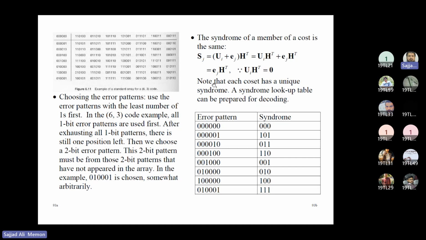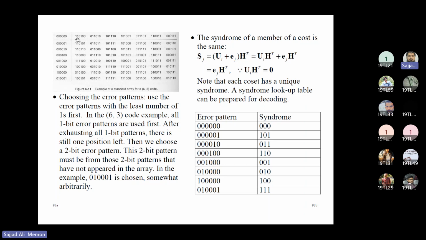Note that each coset has a unique syndrome. A syndrome lookup table can be prepared for decoding. So this syndrome will give you the error pattern. Based on the syndrome value, you can determine what the error pattern is. Like here, all zeros, 001, you can see the first column shows you the error patterns 0010, 0010. After adding the error pattern to the code words, these are all code words. How it looks is given in the following rows.